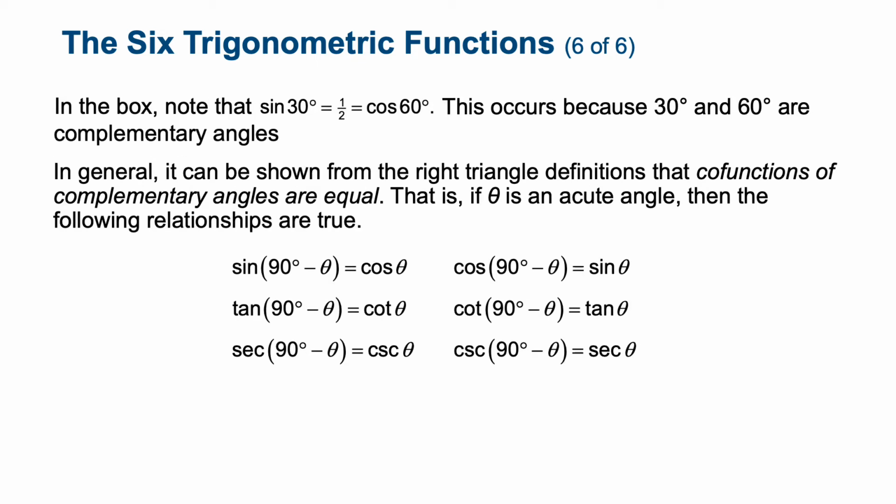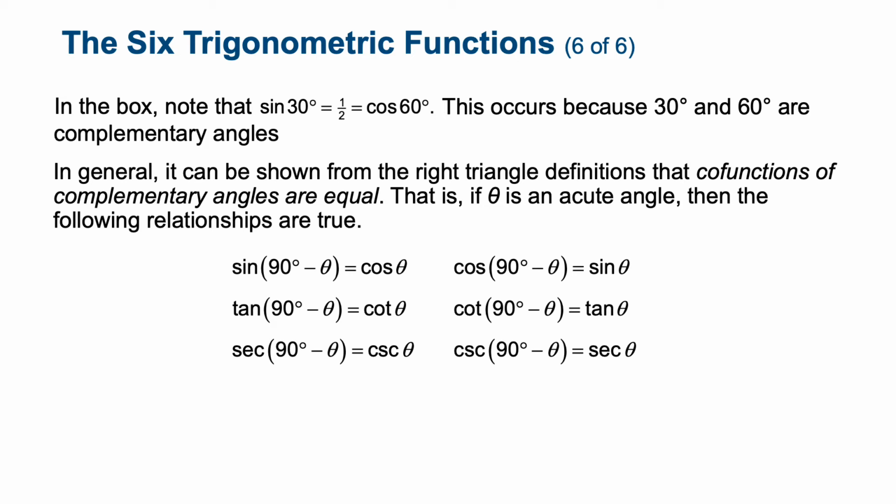Okay, so another thing we can say is the cofunctions. Notice that sine of 30 is equal to 1/2, which is the same as cosine of 60. This is because 30 and 60 are complementary. So cofunctions of complementary angles are equal. That means that the sine of an angle complementary to theta is equal to the cosine of the original angle. So let's say you have cosine of 60, 90 minus 60 would be 30, so sine of 30 is going to be equal to cosine of 60.